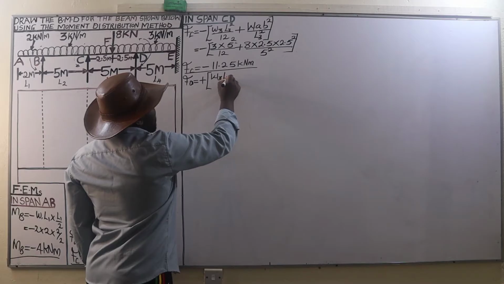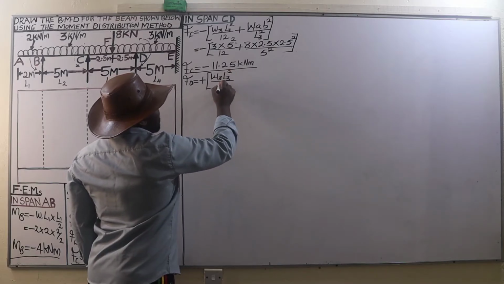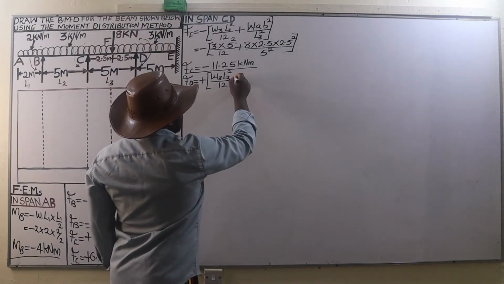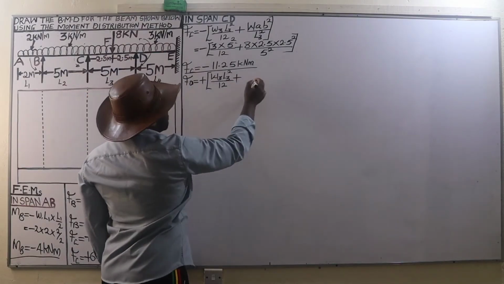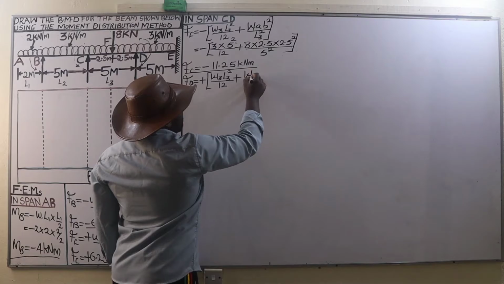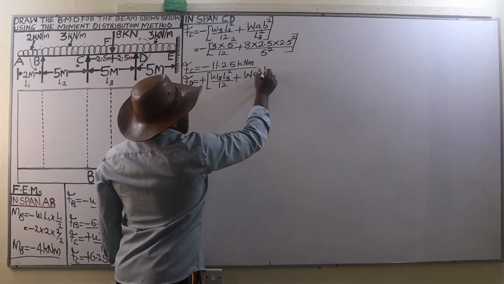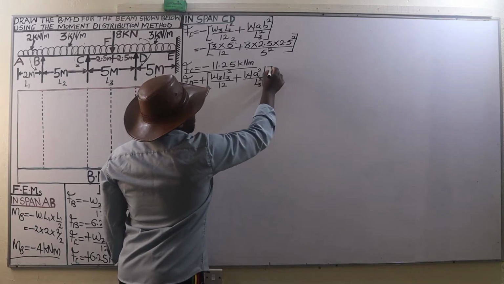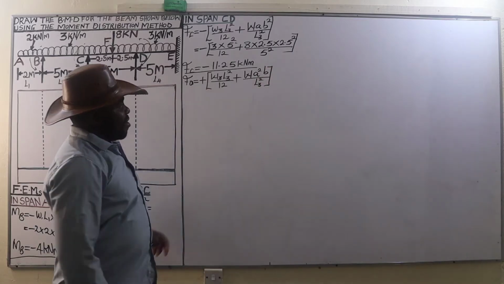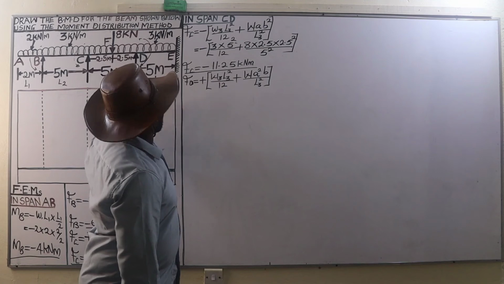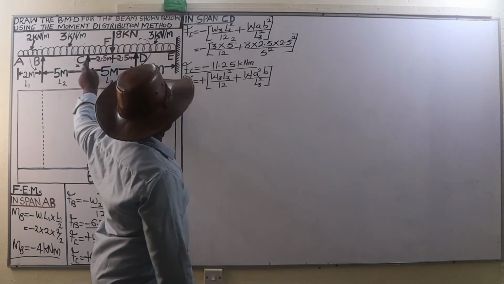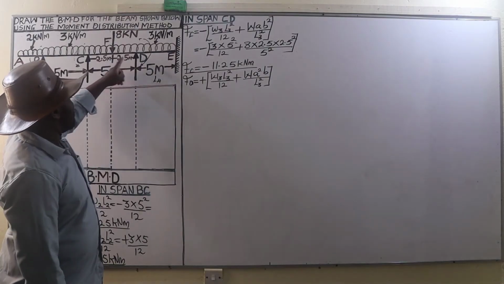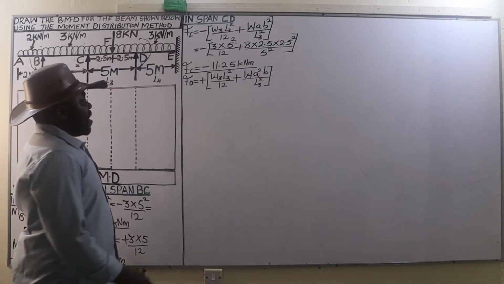W3 L3 squared, divide this by 12 because of the UDL between C and D, plus due to the point load we are going to have W A squared B, divide this by L3 squared. And as we said earlier, you are supposed to take care here. When we are determining the fixed end moment at C, we are squaring B. When we are determining the fixed end moment at D, we are squaring A.